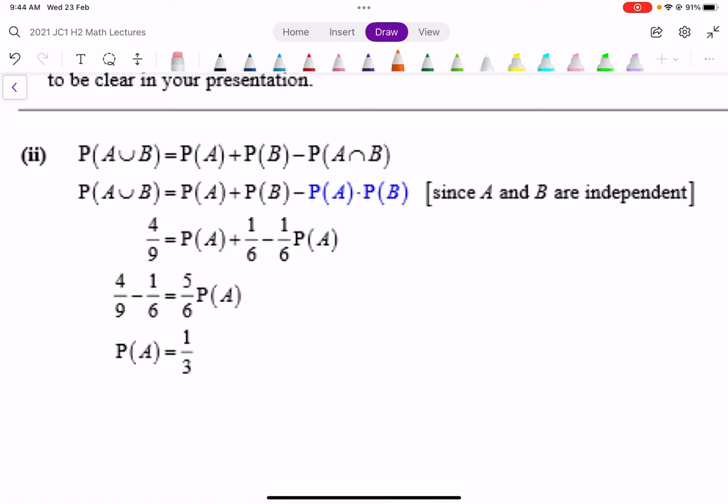Then you will realize that I have the value of probability of A union B, I have PB, I also have PB here, so I can plug in all the values. Then you will end up with an equation that only contains PA. Then from here you can solve for PA.